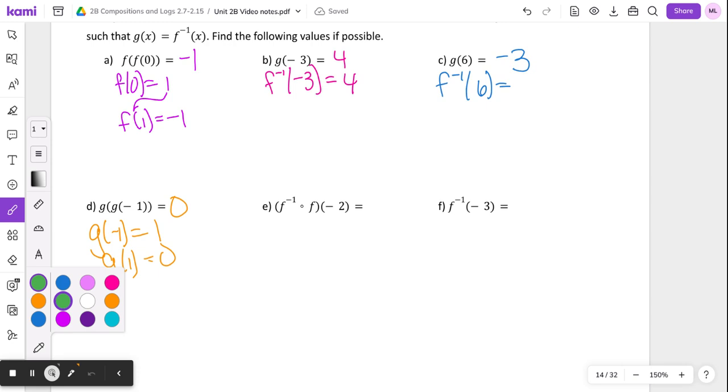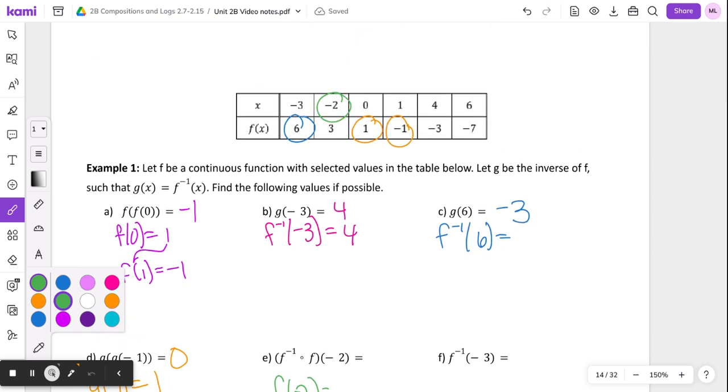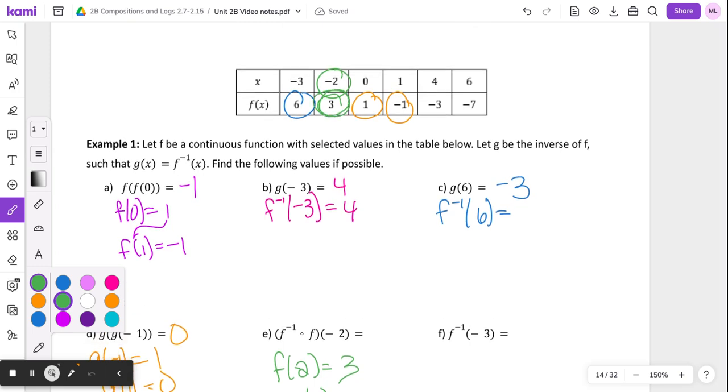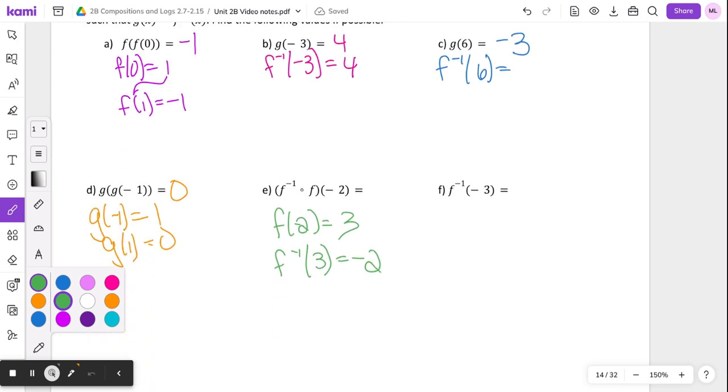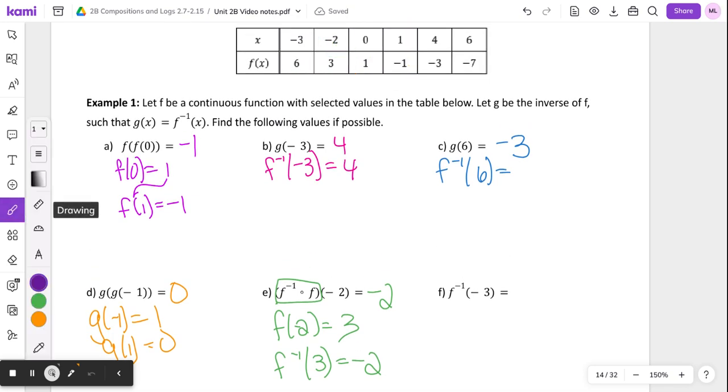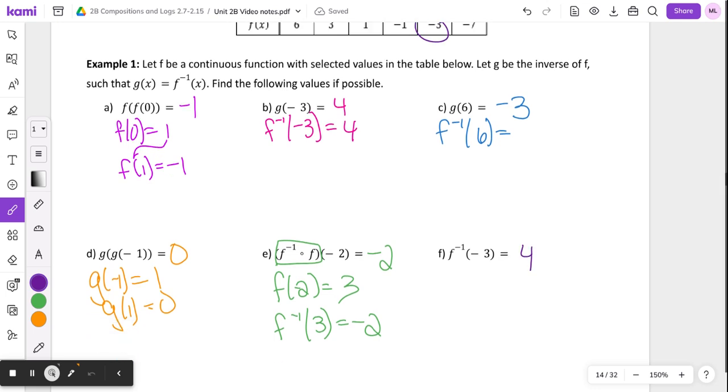All right, next, f inverse of f of -2. So f of -2, we're going this direction. Input of f is -2, output is 3. And then we want f inverse of 3. So that's now the output, brings us back to -2, which should make sense if we're doing f inverse of f. They are canceling each other out, so it should come out to be -2. And then our last one here, it's getting a little crowded up above. f inverse of -3, so output is -3, should be 4.